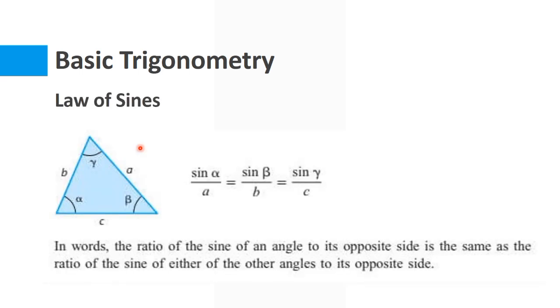Now, some other properties of trigonometry: the law of sines, which states that if we take the sine of this angle alpha and divide it by this side A, it is equal to the sine of this angle beta divided by this side B, and equal to the sine of this angle gamma divided by this side C. In words, the ratio of the sine of an angle to its opposite side is the same for each of the other angles and their opposite sides. And we will use this with a practical application.